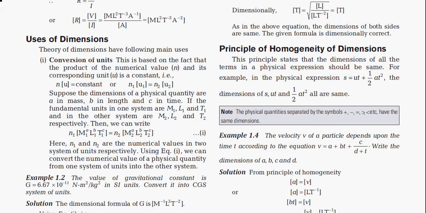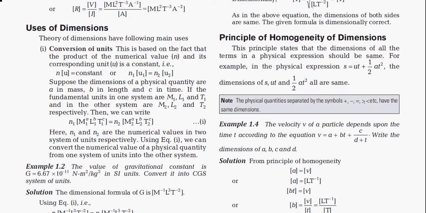Let's see the principle of homogeneity of dimensions. This principle states that the dimension of all the terms in a physical expression should be the same. For example, in the physical expression s is equal to ut plus half at square, the dimension of s, which is displacement, ut, which is again the formula of distance, velocity into time, and half at square, all must have the same dimension. Then they can be added or subtracted. So whenever you get addition or subtraction, you must have an idea that all have the same dimension. I'll give you an example. If you need to add 2 mango with 3 mango, it will be quite easy: you get 5 mango. But you can't add mango with apple. In the same way, while adding, the dimension must be the same.